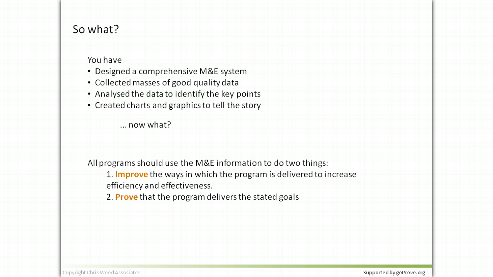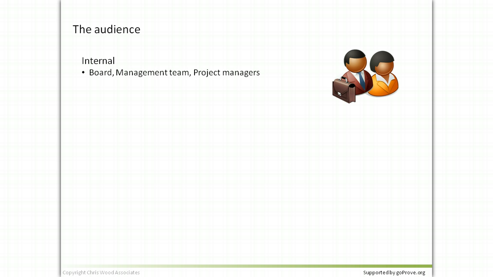All programs should use M&E information to do two things. The first is to improve the program to increase its efficiency and effectiveness. The second is to prove that the program delivers the goals that it set out to do. The first thing we'll look at is the audience for your results.